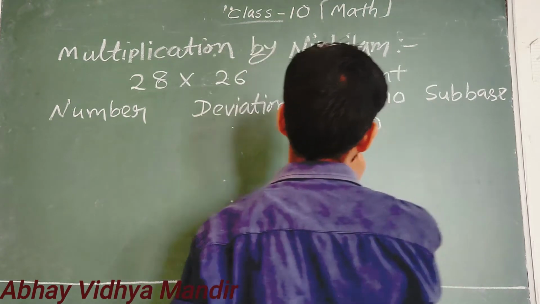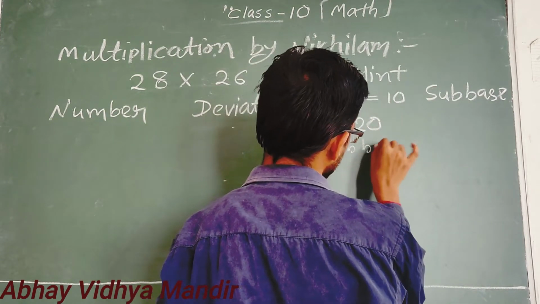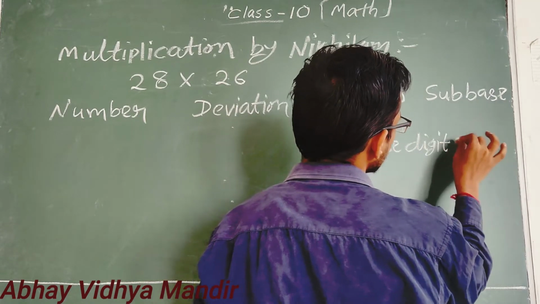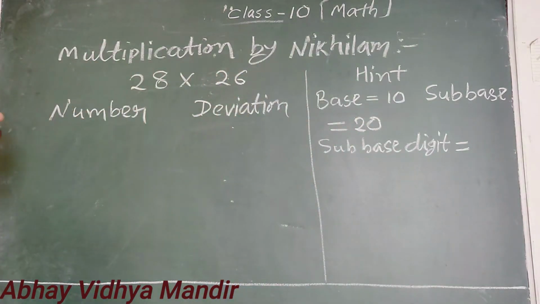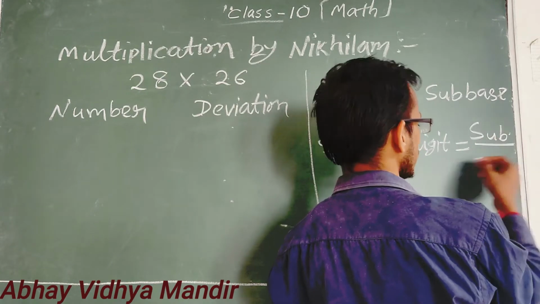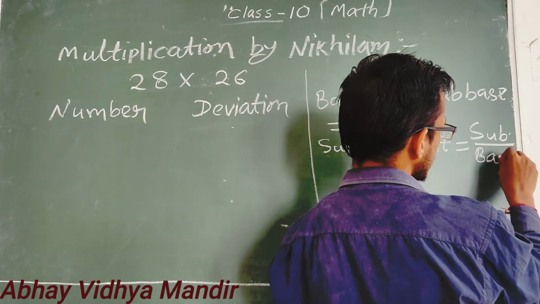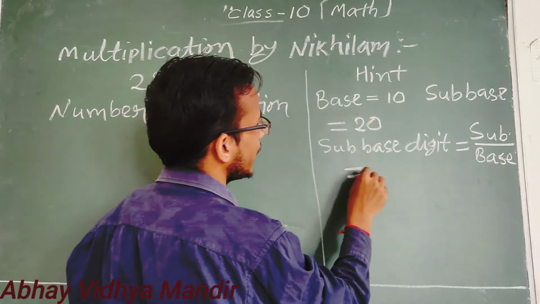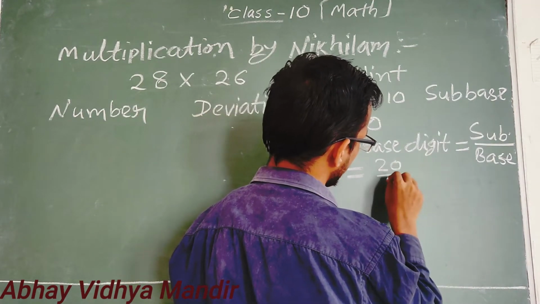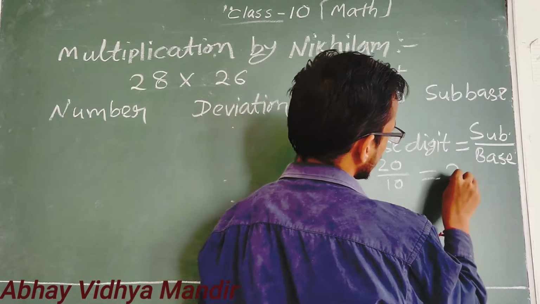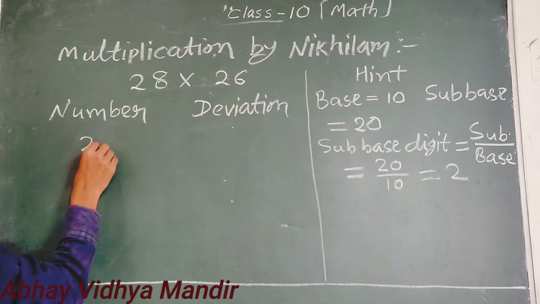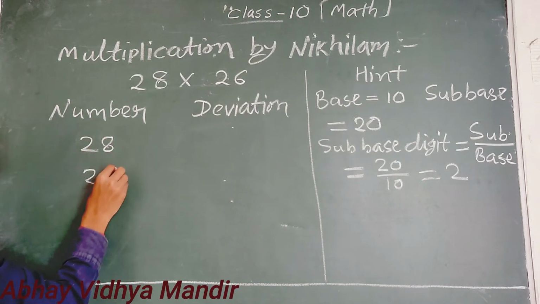Okay. Now subbase digit. Subbase digit is equal to subbase upon base. So here subbase is 20 and base is 10. So 20 is divided by 10, so here it will be 2. Okay. Now note the numbers 28 and 26.